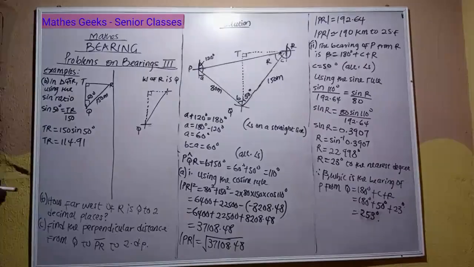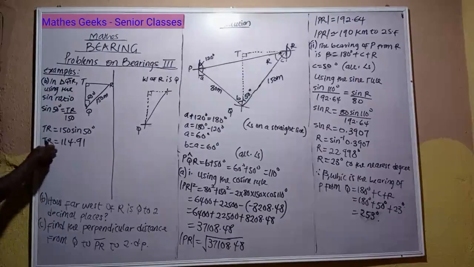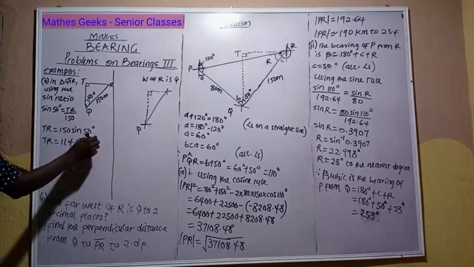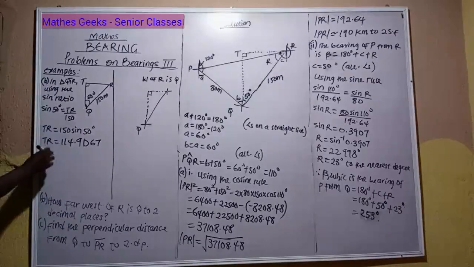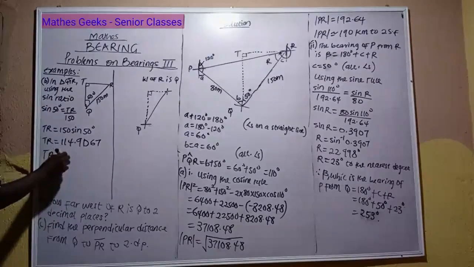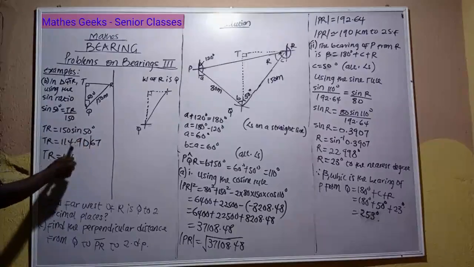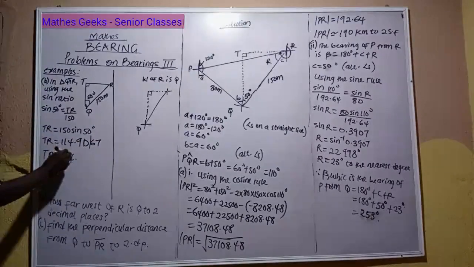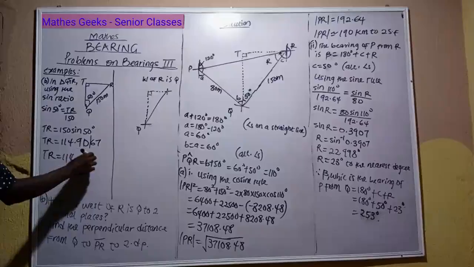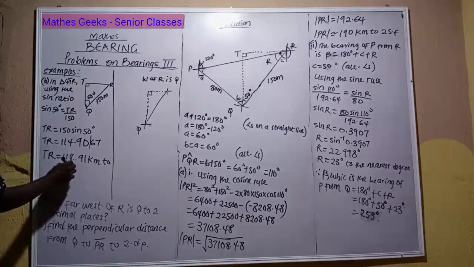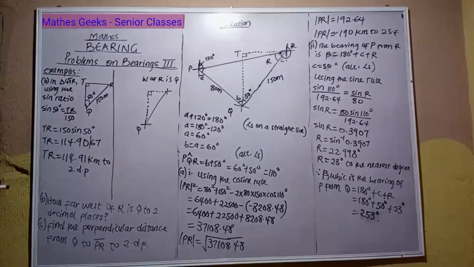104.91, and we have to correct our answer to how many decimal places? To 2. So that is 114.9067, and that's the full figure. So to 2 decimal places, the third digit makes it 0, add 1 to this, and it becomes 114.91 kilometers to 2 decimal places.